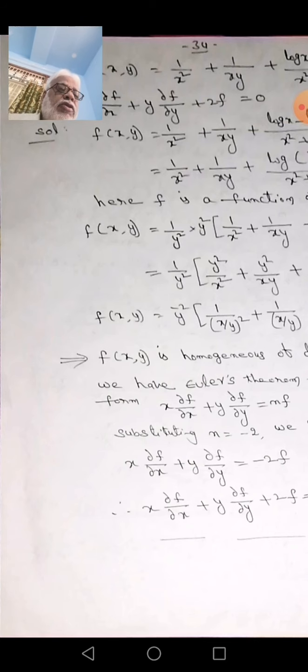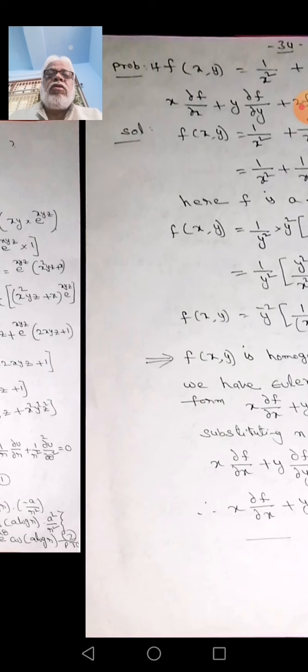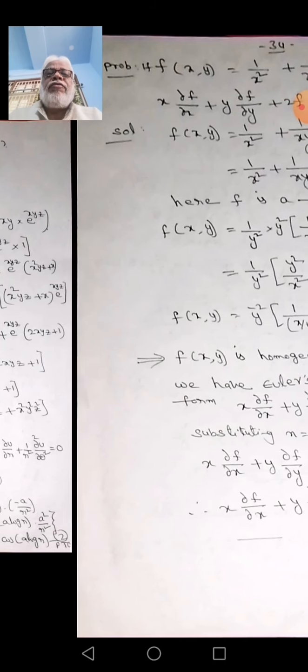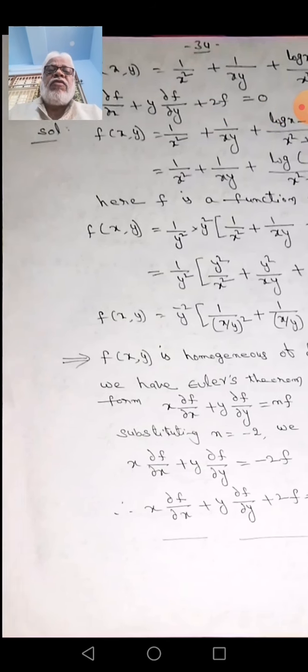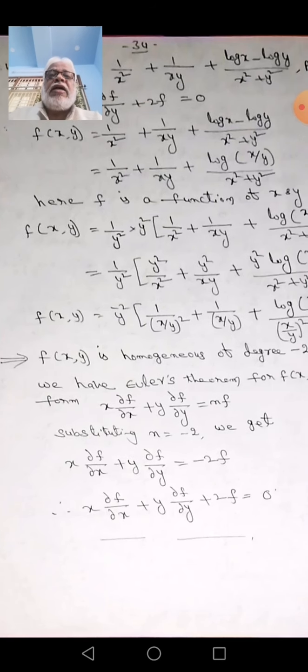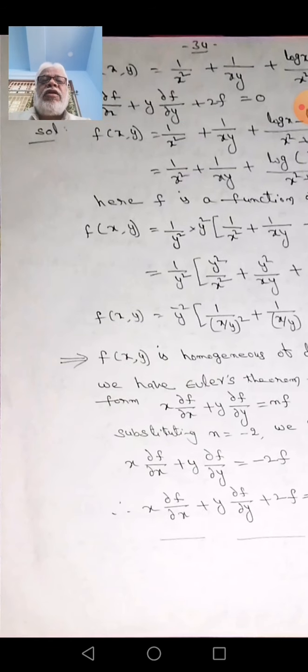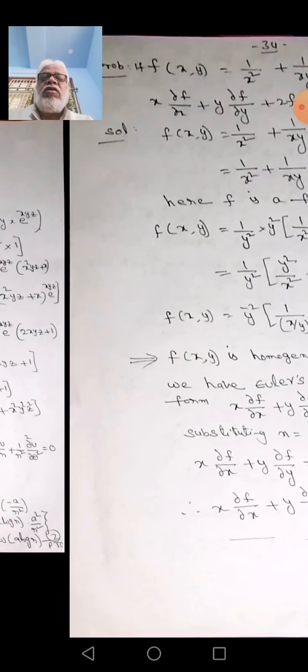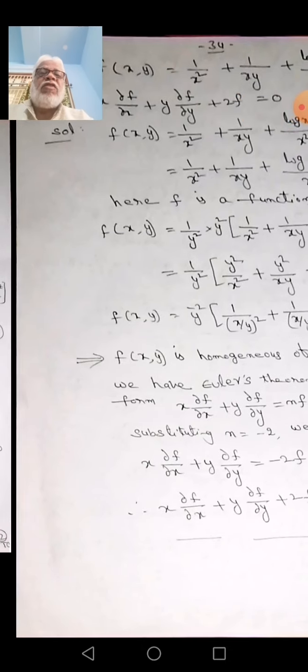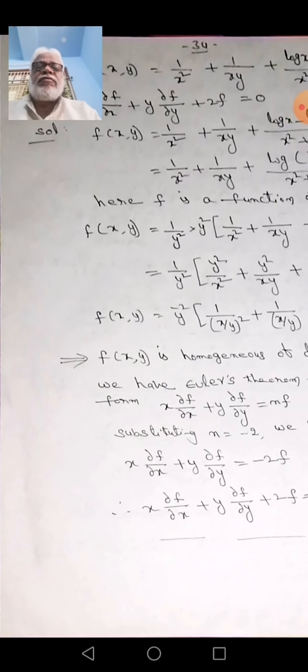So next question. If f(x,y) is equal to 1/x² + 1/xy + (log x − log y)/(x² + y²), prove that the same, that is x ∂f/∂x + y ∂f/∂y + 2f is equal to 0.